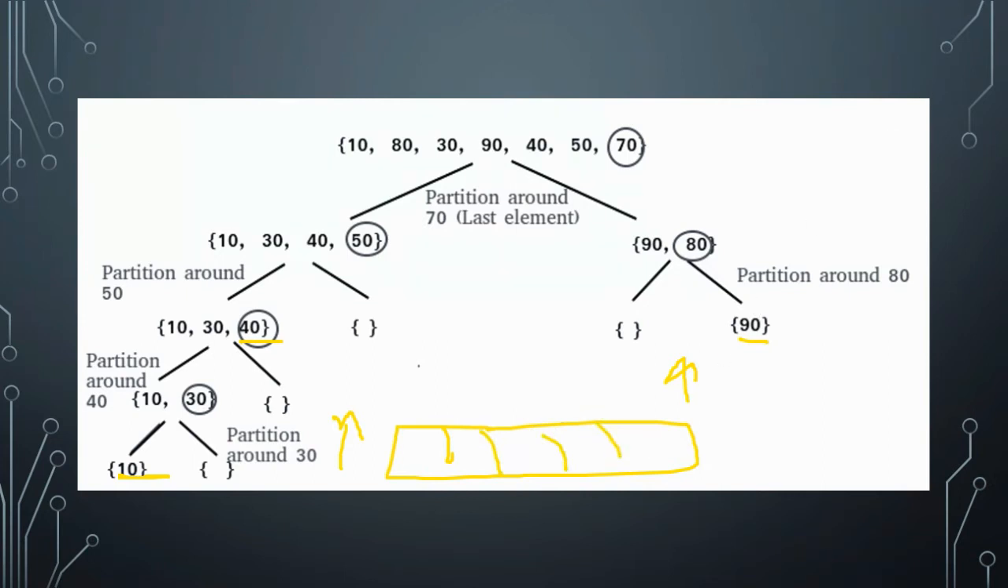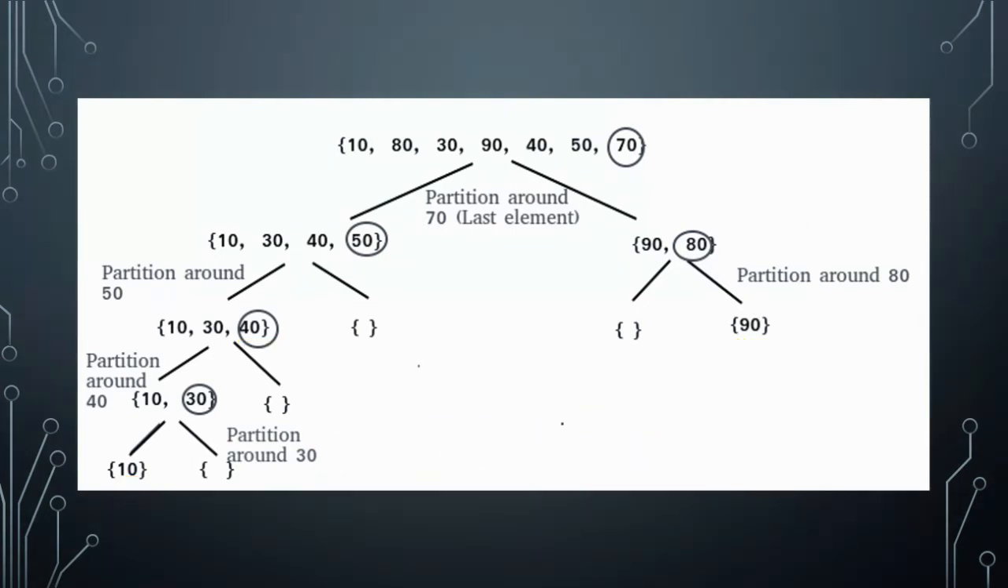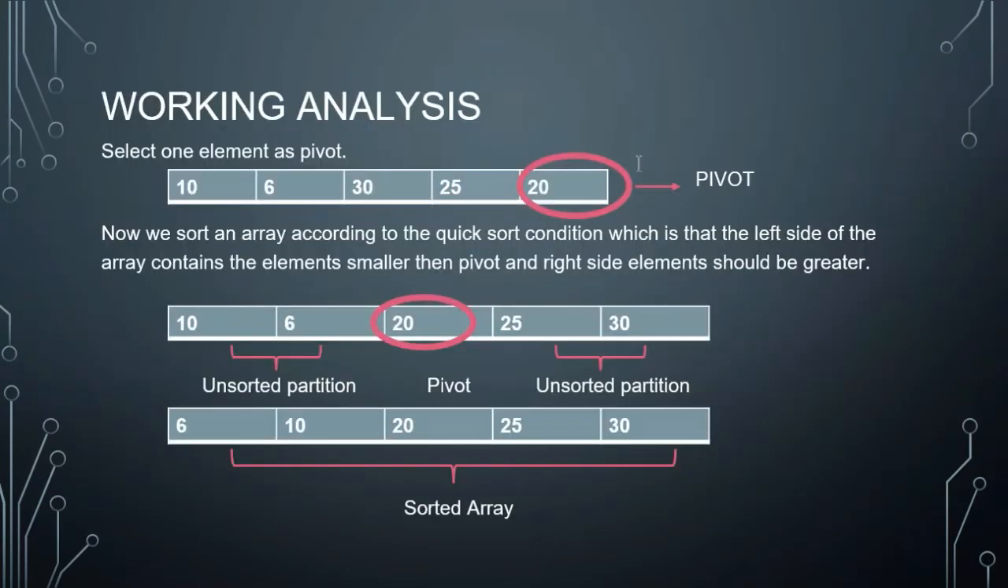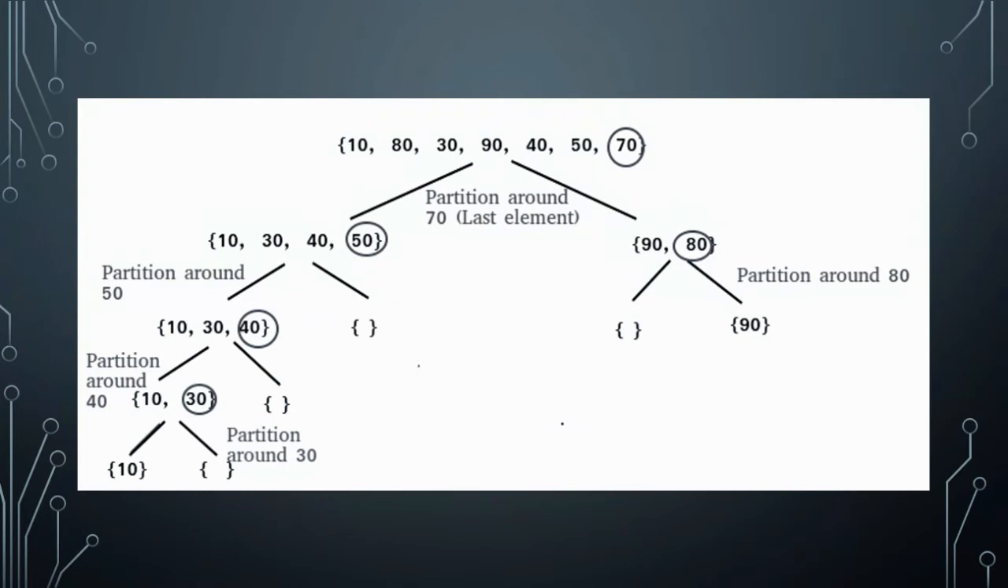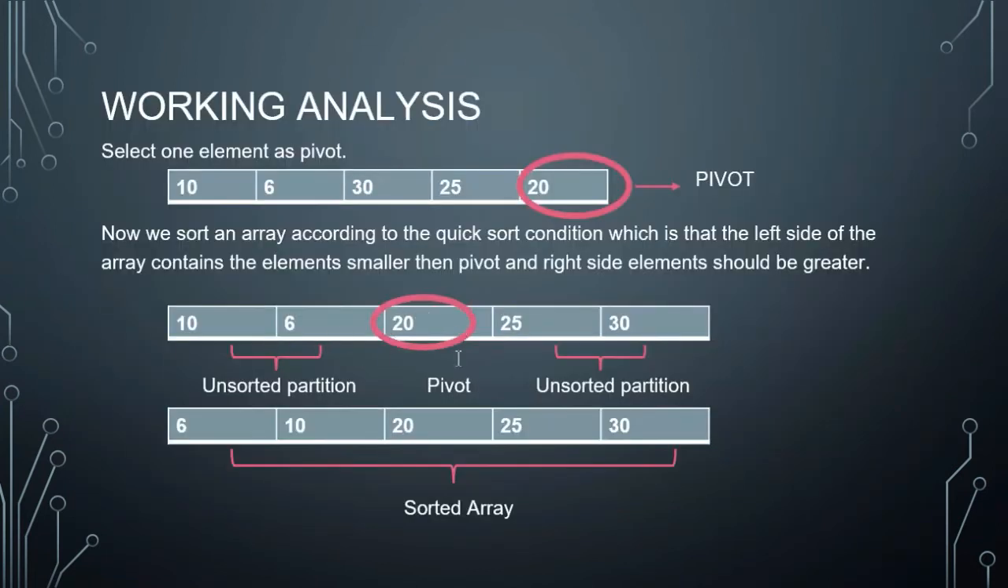So here we can do that. Then we see the working analysis of the quicksort. One element is chosen as pivot, as I have mentioned in this example above. So it is basically working on that.